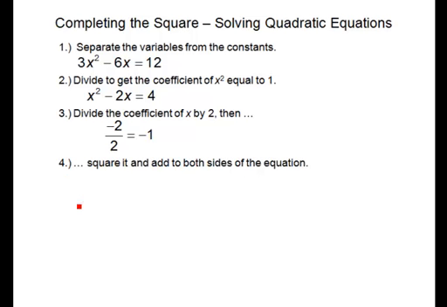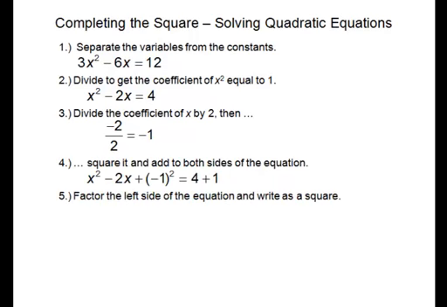In this case, we've got x squared minus 2x, and on this side I'm going to add in negative 1 quantity squared, and over here I've got 4. Now negative 1 squared is really just 1, so I'm going to add it in as a plain old 1 over here. And there's a reason why I'm going to leave it as negative 1 quantity squared here, and that's because the next step is to factor the left side of the equation and write it as a square.